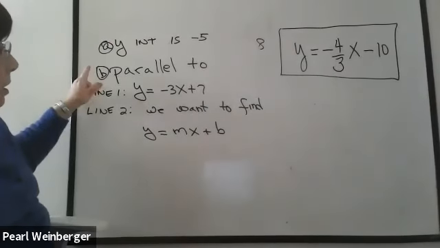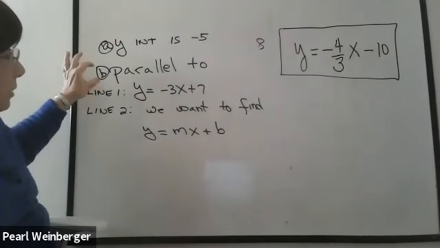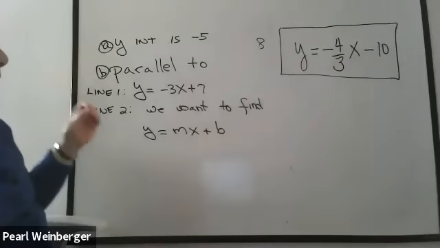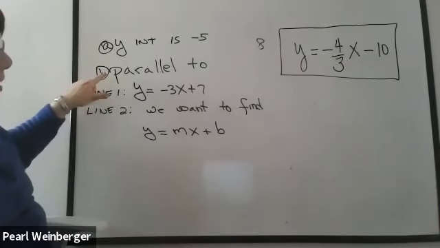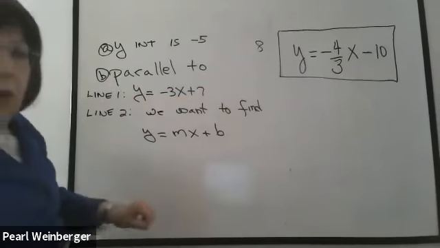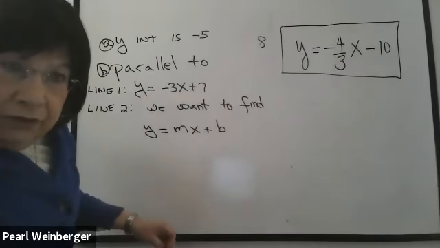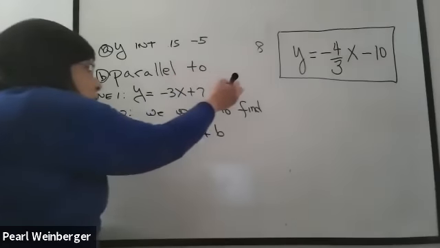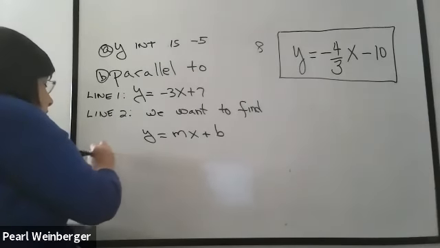Well, the only information they gave me that might tell me something about the slope is the fact that it's parallel to this line. What do we know about parallel lines? That their slopes are the same. The two slopes are exactly the same. So what is the slope of line 1? -3/1.